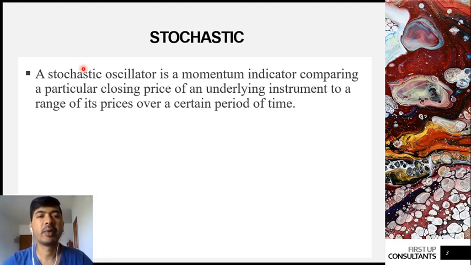Till yesterday's session we had worked with EMA and ATR only, and stochastic is a well-known indicator which was developed during the 1950s, and it's still widely used. It's simply a momentum indicator comparing a particular closing price to a range of its prices over a certain period of time.